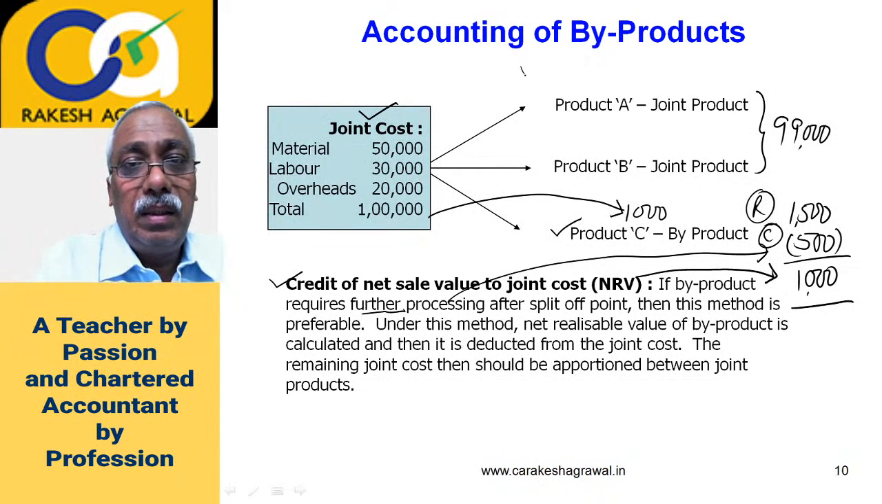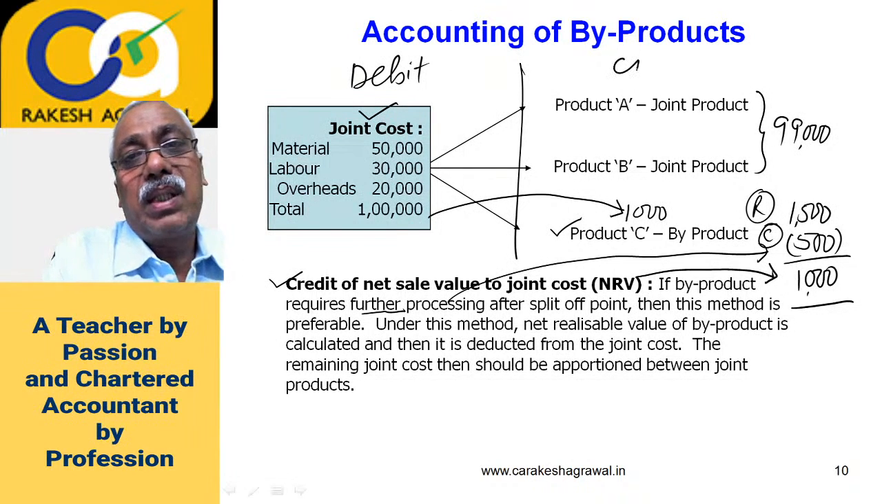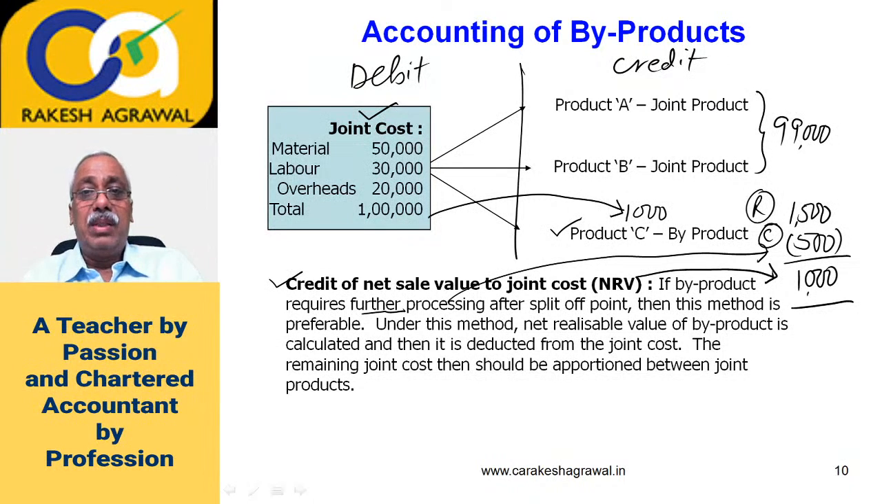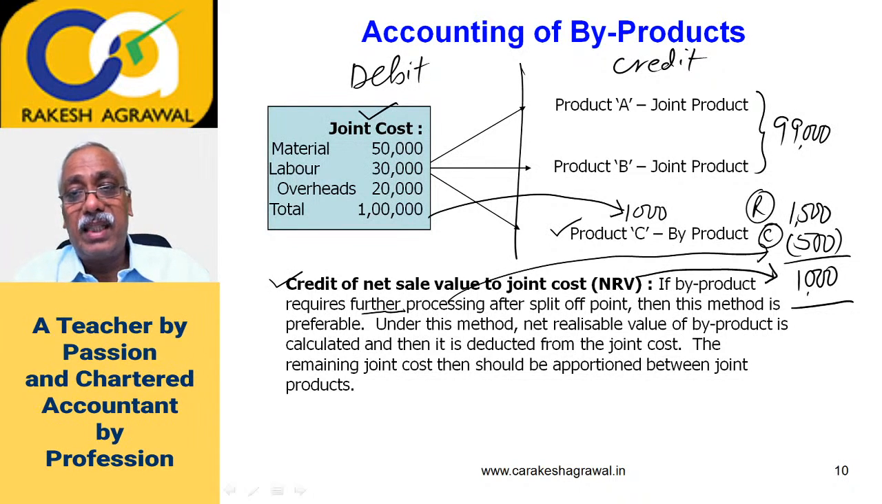You imagine these two sides as process account debit side, I am repetitively saying, and process account credit side. And debit and credit should match. So debit is 1 lakh. And credit side, process C, I am writing only 1000, which is net realizable value. And the remaining 99,000 will be shared between A and B. How to share it between A and B? That is what we are going to study next. That is accounting of joint products. At present, I am discussing only accounting of byproducts. And in our example, byproduct is only C.